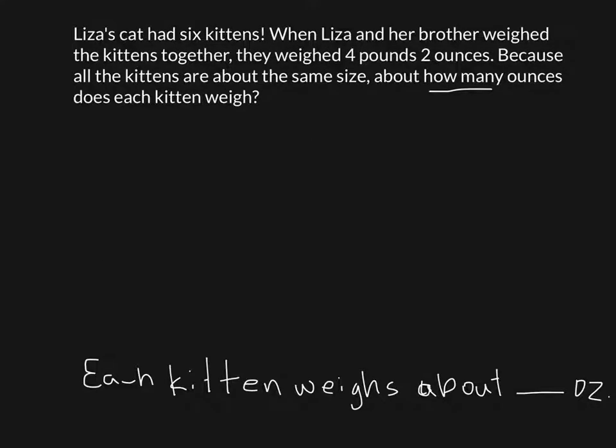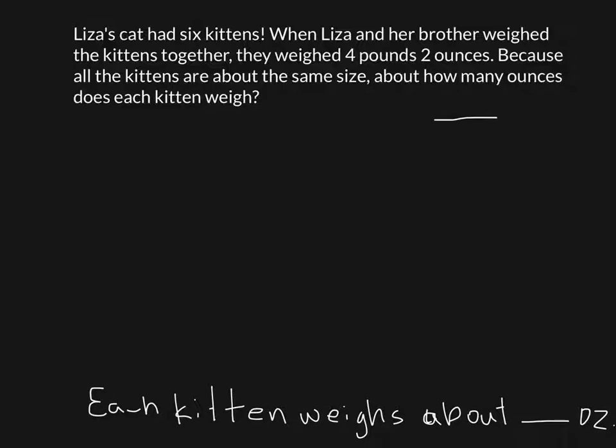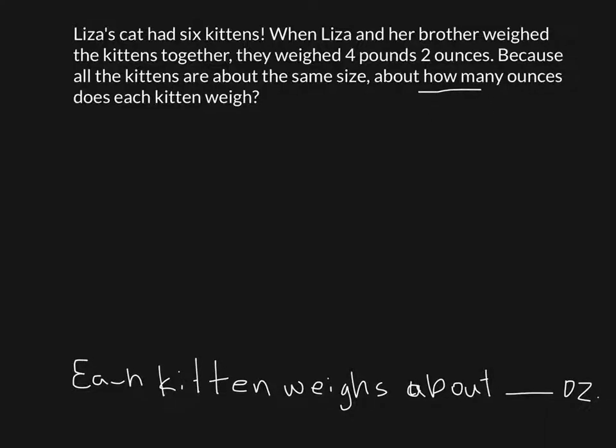Now for step 2, I need to find the average weight of the kittens. I just found out that their total weight is 66 ounces, and to find the average I need to divide that by the number of kittens. So 66 divided by 6, and some of you may be able to look at this and see the answer, or some of you may need to set it up.